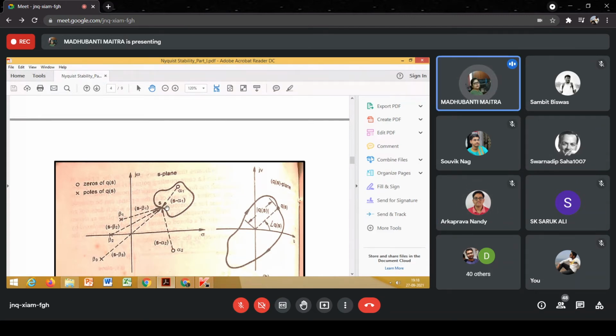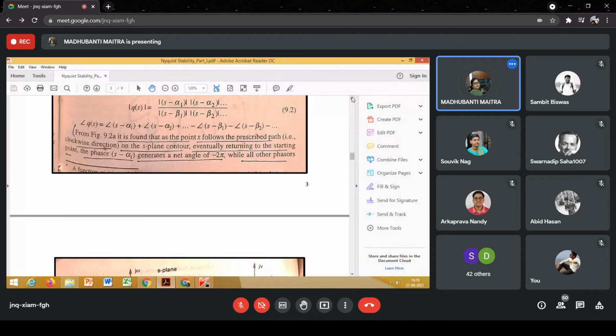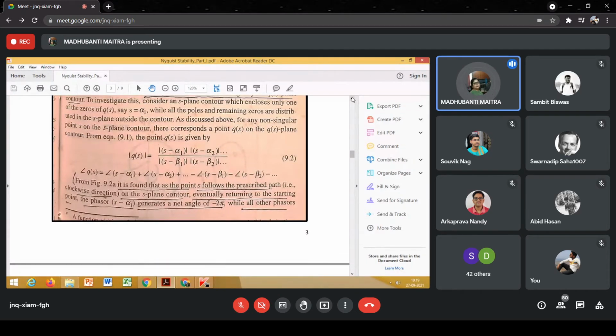Otherwise, the angle contribution by a zero is always positive. But since the tip of the vector, or tip of the phasor, is rotating in a clockwise direction, that's why the net change in angle will be minus 2 pi. So when one zero of QS is enclosed by the S-plane contour, then delta angle QS will be equal to minus 2 pi only. Okay, clear?